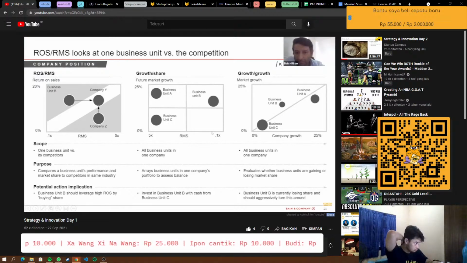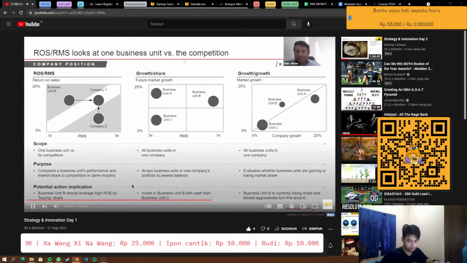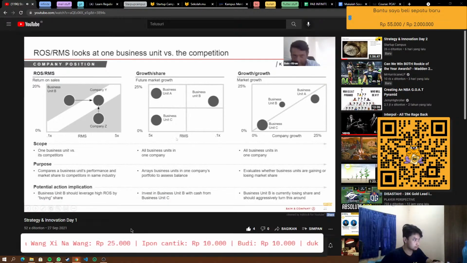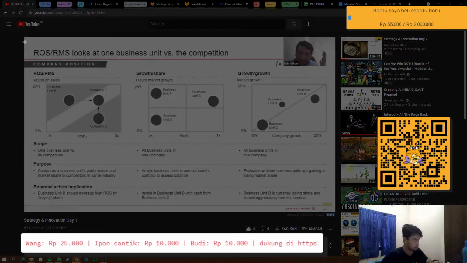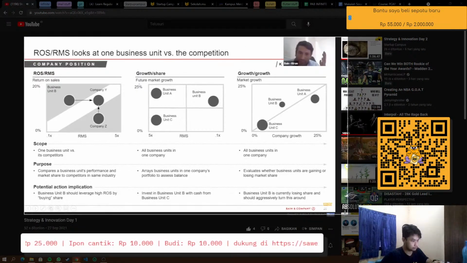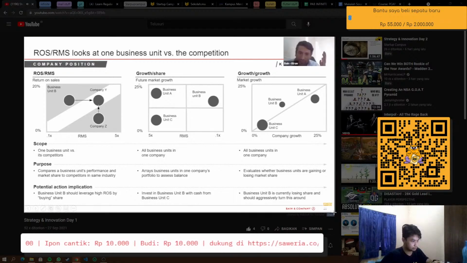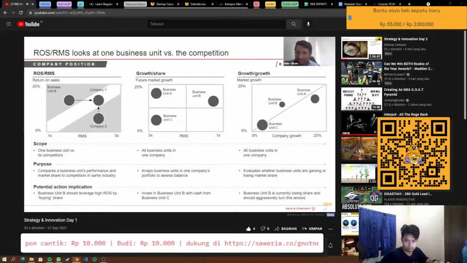The second one is slightly different. It's what we call growth share. On the y-axis, you have future market growth, and on the x-axis, you have relative market share. This is basically comparing the various business units within my company, right?